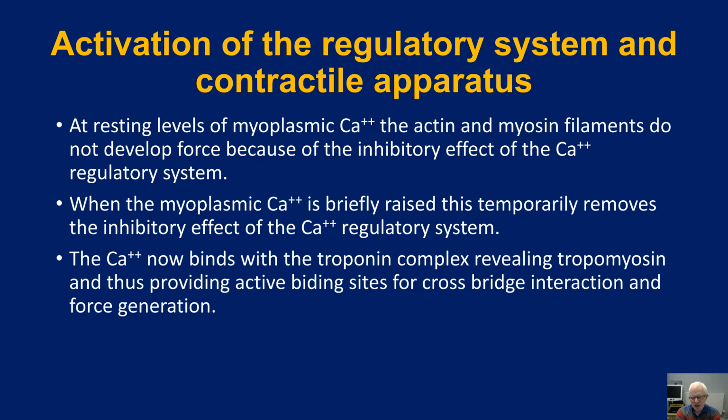But when it's raised, it removes the inhibitory effect of the calcium regulatory system. In other words, when you get that sudden surge, remember we said that what happens is as the action potential comes in, that down-regulates the magnesium. We get a brief rise in the calcium concentration. Therefore, we are then able to get the interaction between the calcium and the troponin to generate the tropomyosin binding site. So the calcium now binds, as we've been referring to, troponin, reveals tropomyosin, and then what you've now created is the actin binding sites for the cross-bridge interaction and force generation.